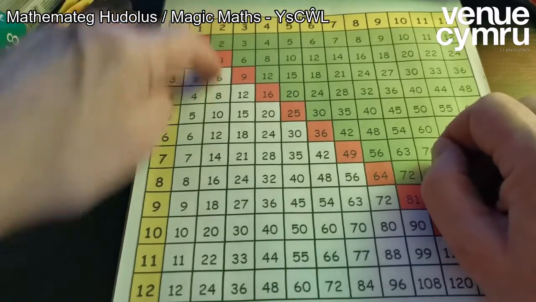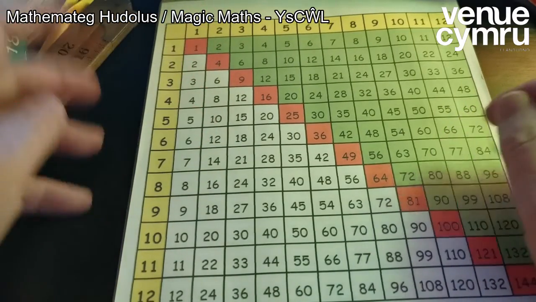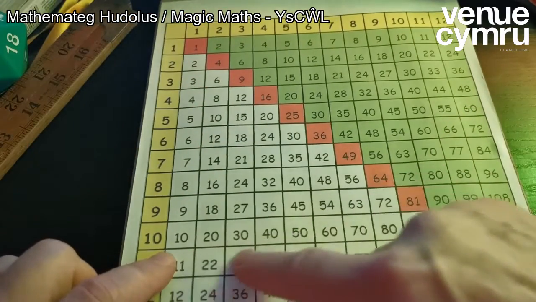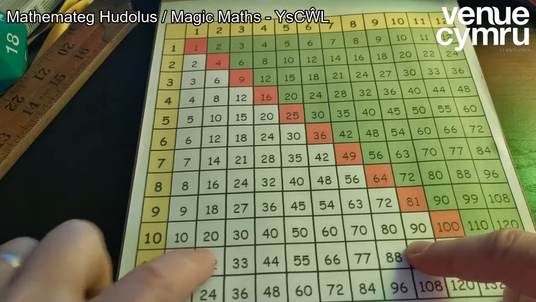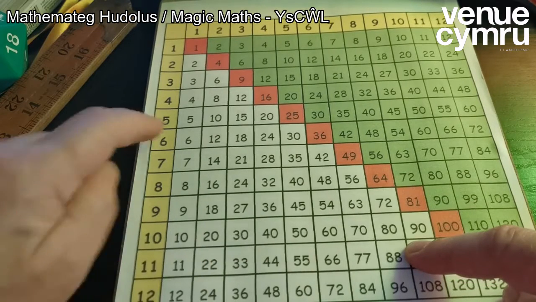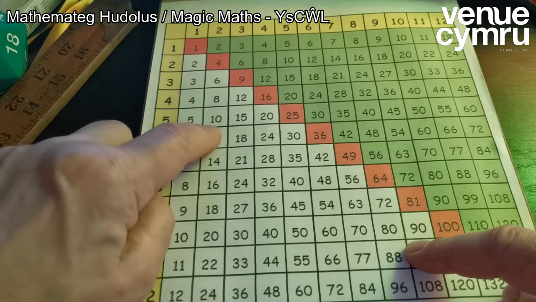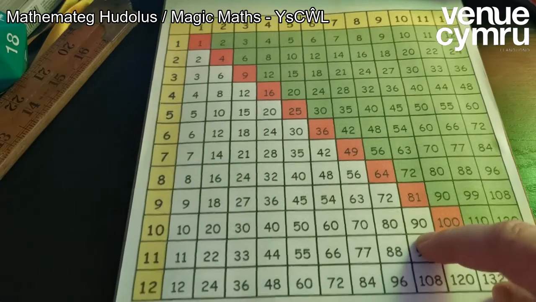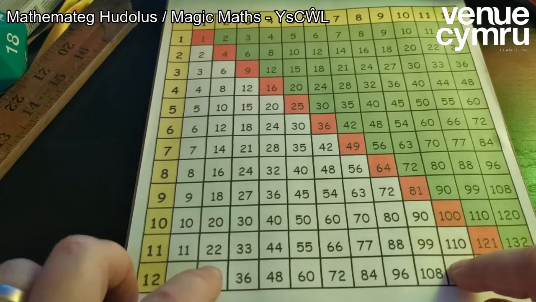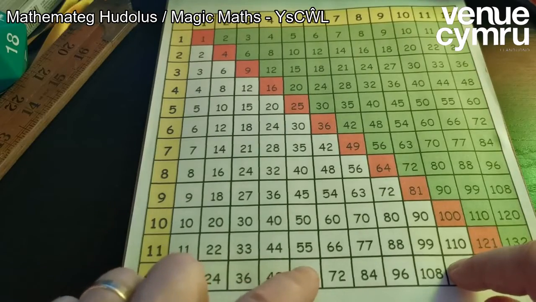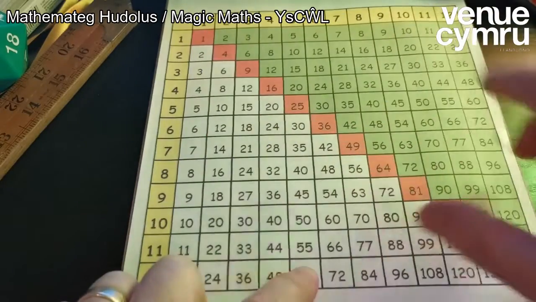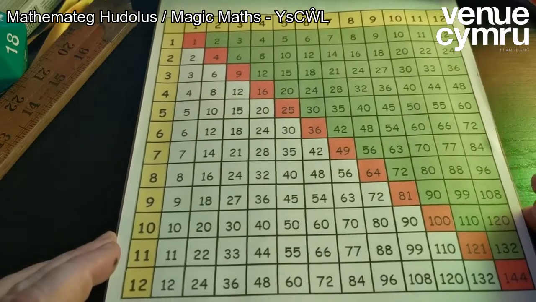2 times table is all the even numbers, 2, 4, 6, 8, 10, but you knew that. 10 times table, it's got all the zeros on the end, so 10, 20, 30, 40, 50. What we got? 5 times table, always ends in a 5 or a 0. 5, 10, 15, 20. 11 times table, you get 1, 1, 2, 2, 3, 3, 4, 4, 5, 5. Trouble is, some of these other ones in here aren't quite so easy. So let's see if we can find some clues.